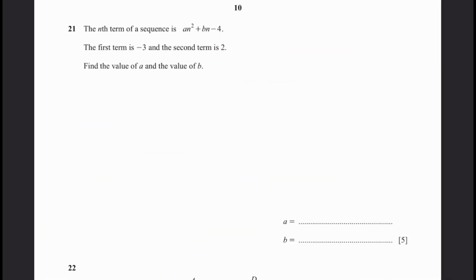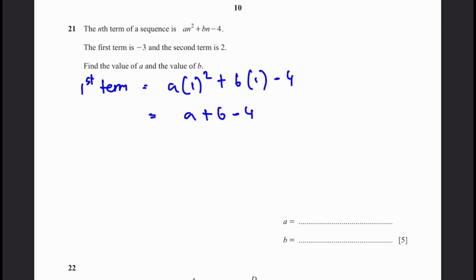Question 21. The nth term of a sequence is an squared plus bn minus 4. The first term is negative 3 and the second term is 2. Find the value of a and the value of b. Now let's find the first term. First term will be a into 1 squared plus b into 1 minus 4, which is equal to a plus b minus 4. It's equal to minus 3. That means a plus b is equal to 1.